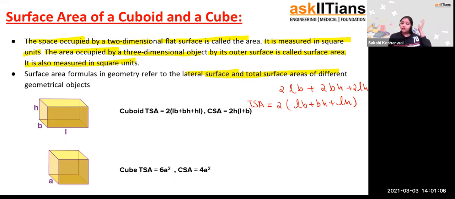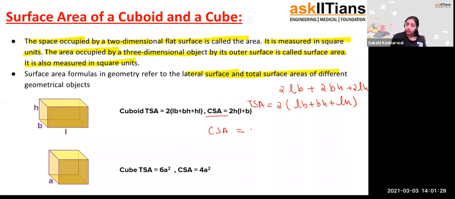Right, now what is the lateral surface area, or curved surface area? The cuboid does not have a curved surface area. So we say it has a lateral surface. Lateral means the boundaries. We don't talk about the top and the bottom, right? So these are the boundaries. If I say the sides, the two sides are BH, right? So CSA will be how much, beta?